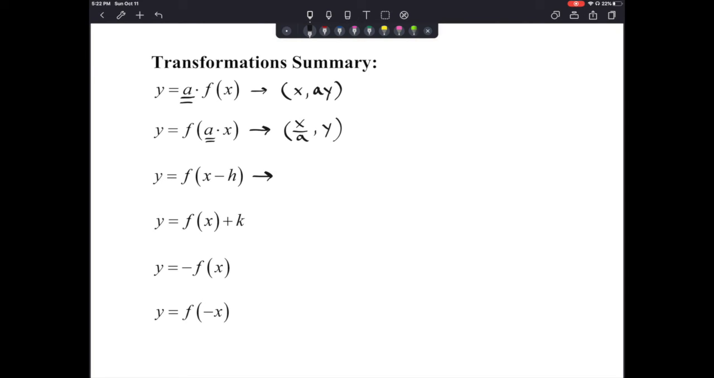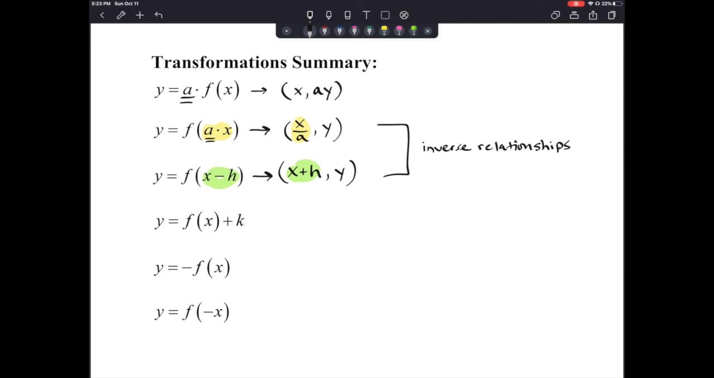For the third one, we have f of x minus h. Well, we know then that x minus h is like saying x plus h, and then comma y. So these two have those inverse relationships because we're dealing directly with the x values. So what I mean by that, one more time, if this is a times x, we see x divided by a here. If we see on this one x minus h, that means we have x plus h in there. Let's move on to the next couple.